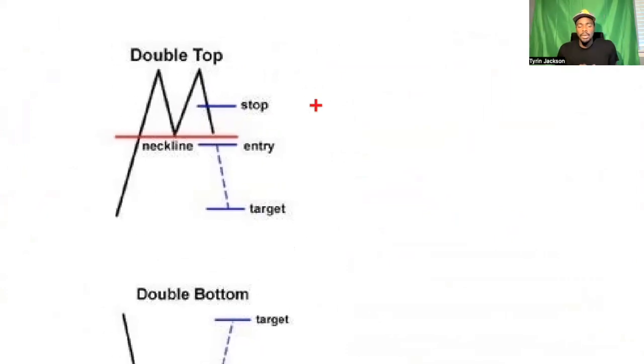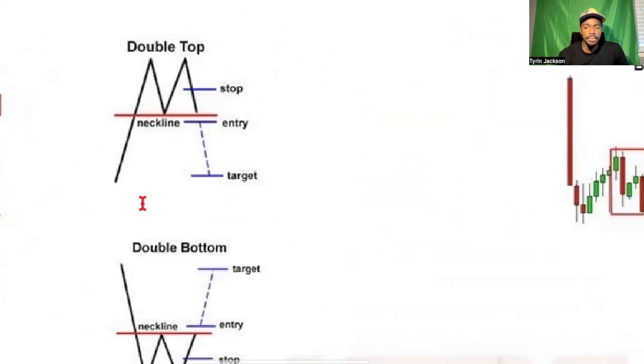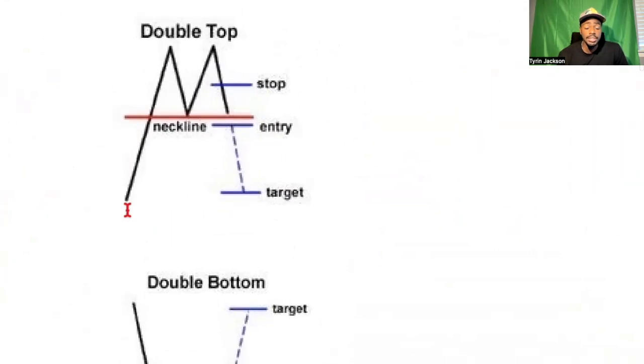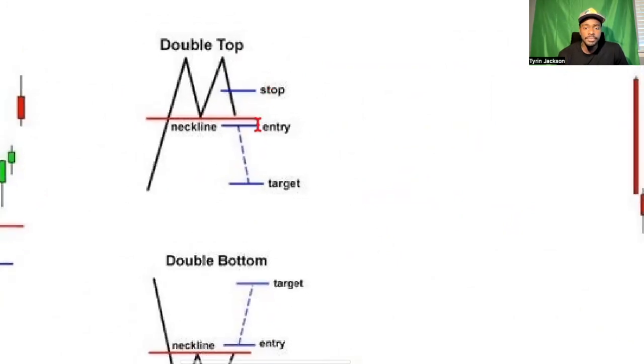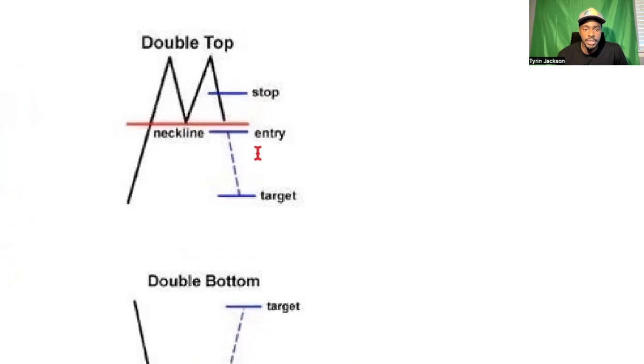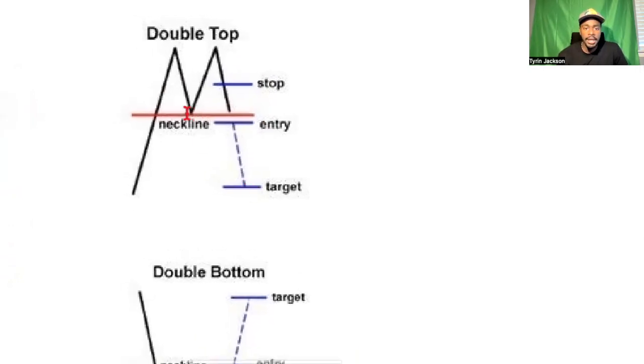Cool. Okay. So guys, when it comes to this double top pattern, if we're just looking at this picture here, this black line will represent price and what price is doing, pretty much the candlesticks. And this stop means pretty much my stop loss. The entry is when I would want to enter in my trade. And then the target is the target profit, the take profit level.